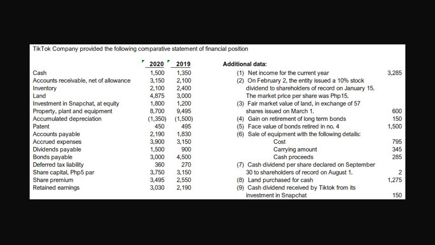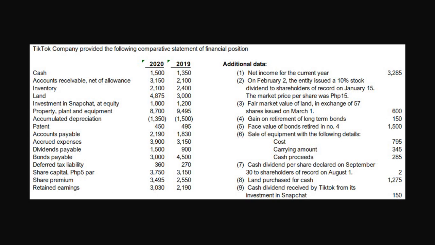So for additional data, number 2 and number 7, these are both declaration of dividend. So let's start with number 2. In number 2, on February 2, the entity issued a 10% stock dividend to shareholders of record on January 15. The market price per share was 15 pesos.